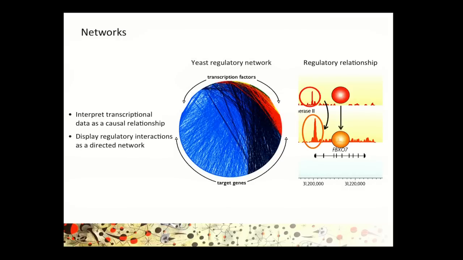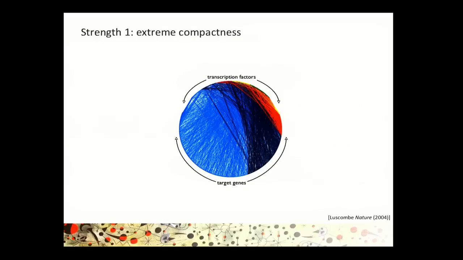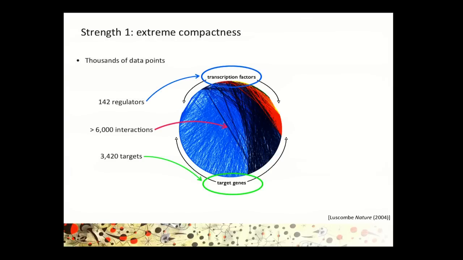And if you take many of these, you can start getting very beautiful images of entire regulatory systems. In this case, we're displaying the regulatory network for the entire yeast genome. Of course, compared with the genome browser and heat map views, one of the main advantages here is that it's extremely compact. Here, we're representing about 6,000 regulatory interactions between transcription factors and targets. And we couldn't possibly do that in a genome browser.